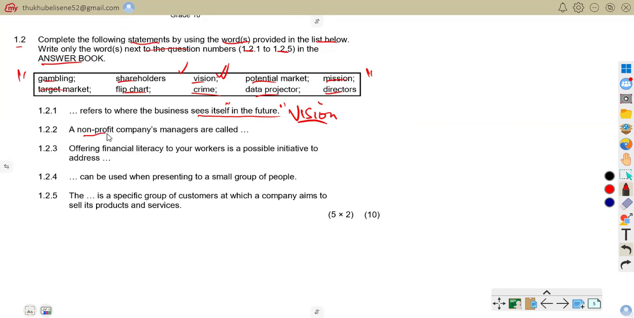A non-profit company's managers are called what? That is 1.22. That is board of directors. And then you can look at board of directors here. They are called what? 1.21, if I'm not mistaken. 1.22. Sorry for that. 1.22.